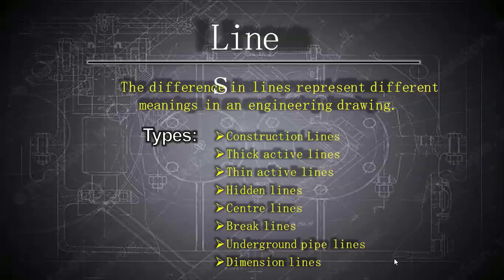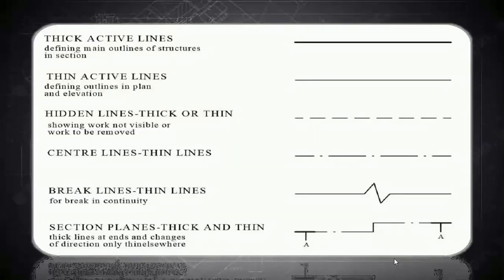Locus line, extreme position of a movable part, and pitch circle are also types of these lines. We will see the figure also. As you can see, the thick active lines, then thin active lines, then hidden lines, thick or thin. Of course, hidden lines can be thick active lines or thin active lines as well. Next are the center lines, then thin lines, then break lines.